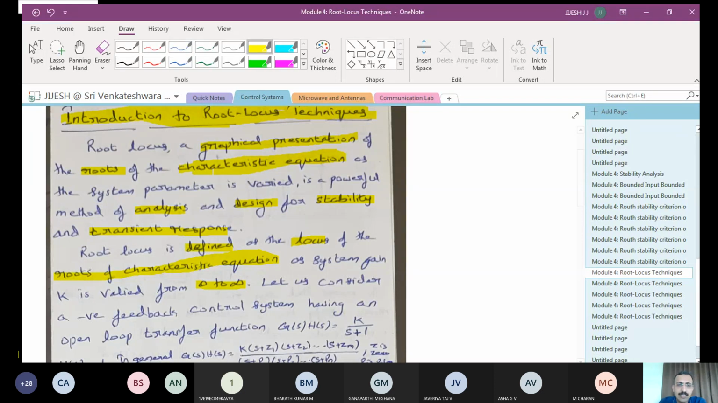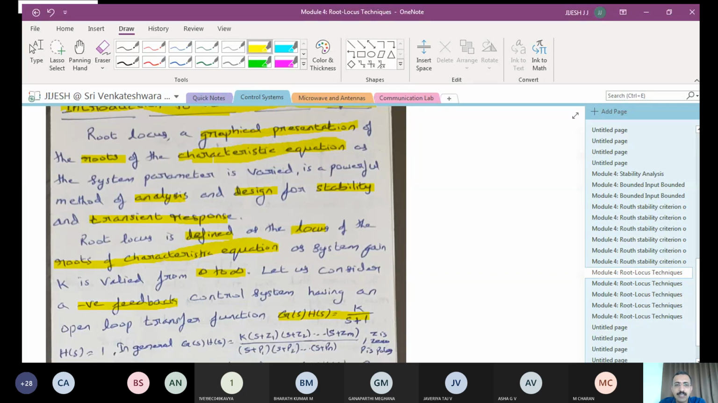So let us consider a negative feedback control system having an open loop transfer function. We are considering the open loop transfer function as G(s)H(s) equal to K divided by (s plus 1), where H(s) we are taking as 1, meaning it is having a unity feedback. Okay.